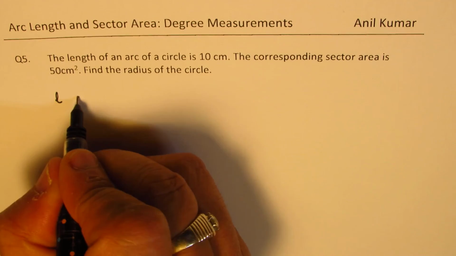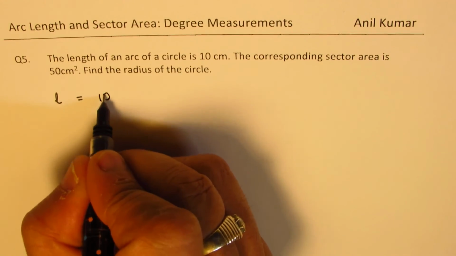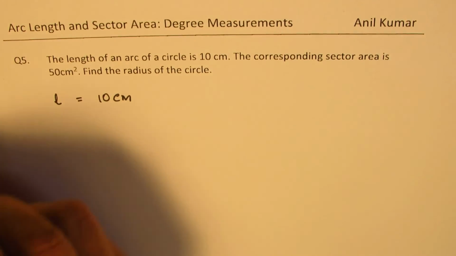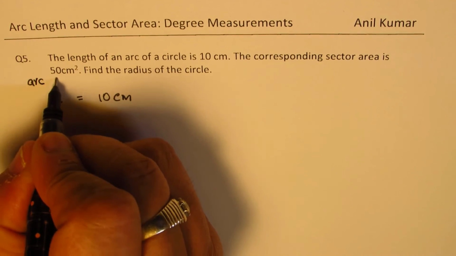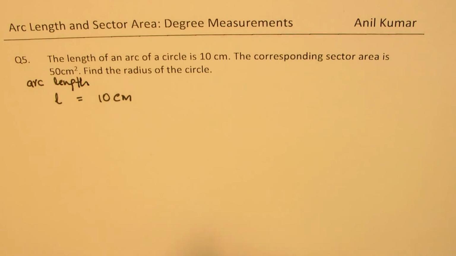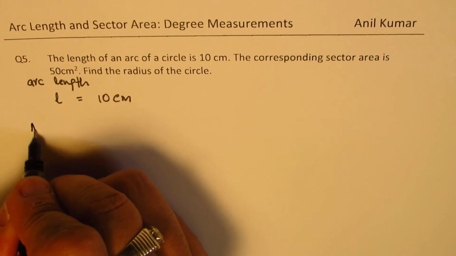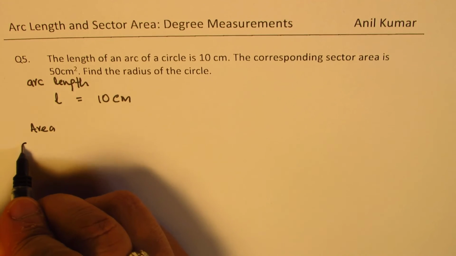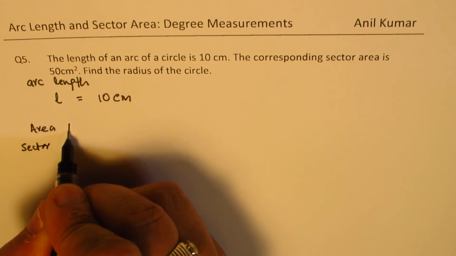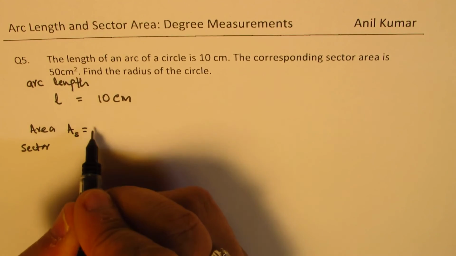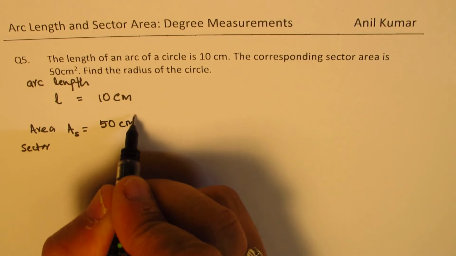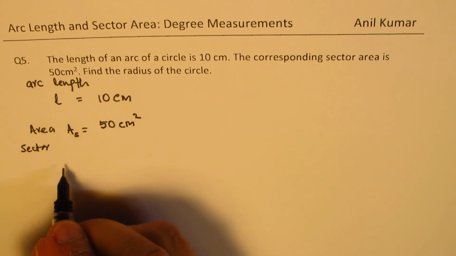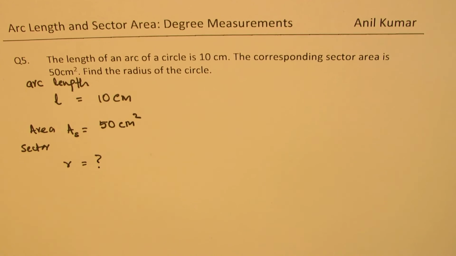So we know the length of an arc, L, is 10 centimeters, right? This is arc length. And the area of sector. Corresponding sector area, so area of sector. Let's say A of sector is 50 centimeters square. We need to find the radius of the circle. That is the question for you, right? So how are you going to do it?